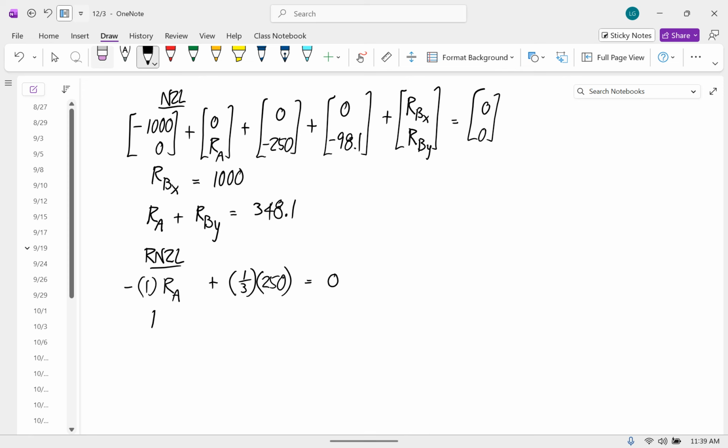And so RA is equal to 83.3 repeating. And so RBY, plug it into this equation, and you get that RBY is 264.77. So this is 1,000 for the X component, 264.77 for the Y component.